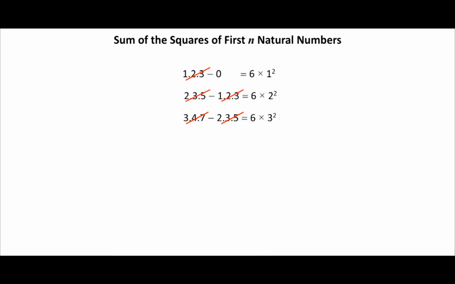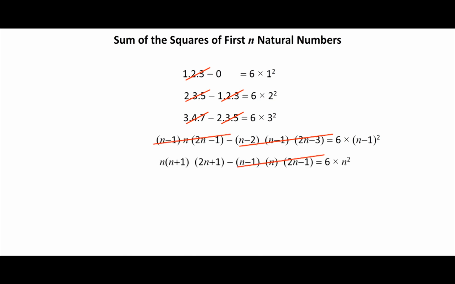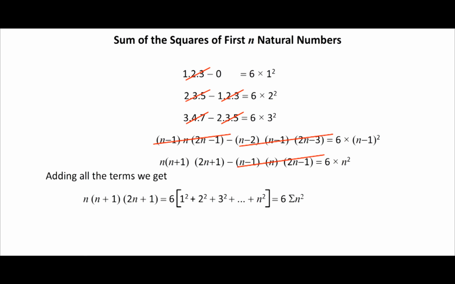On the right hand side, we have 6 into 1 squared, 6 into 2 squared, 6 into 3 squared, 6 into 4 squared and so on up to 6 into n minus 1 squared and 6 into n squared. Taking 6 out as a common term, the RHS becomes 6 sigma n squared. From this we get the formula for sigma n squared as n into n plus 1 into 2n plus 1 by 6.